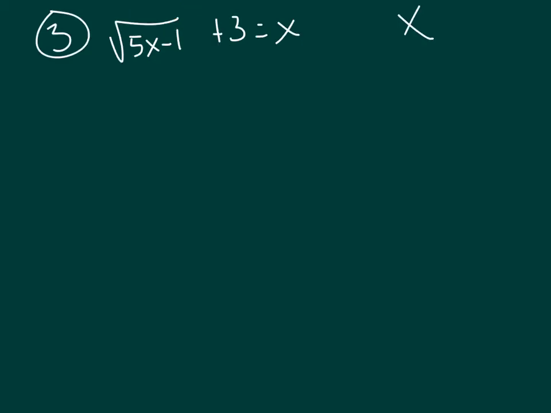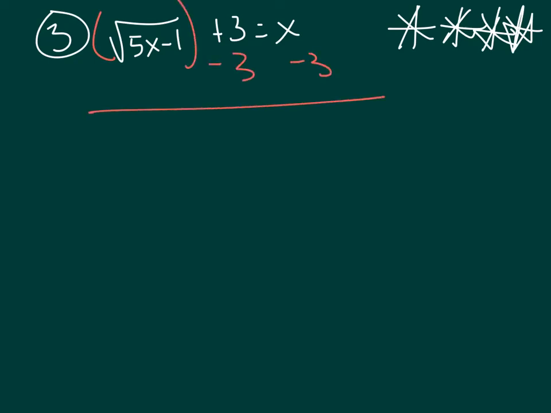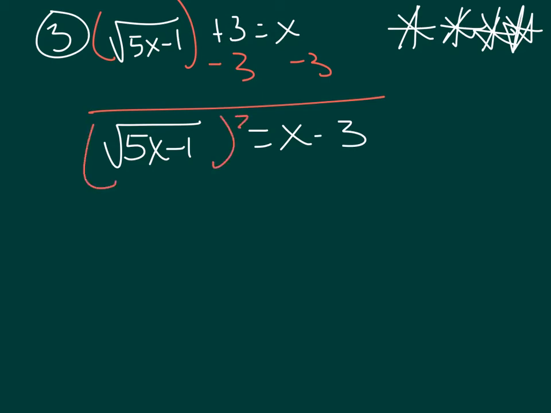So this next example, you really want to pay attention to. It is the most common issue you are going to face. So we need to simplify this. We subtract the 3 over. So square root of 5x minus 1 will equal x minus 3. So we're going to go ahead and square both sides, but be careful, you're squaring a binomial.